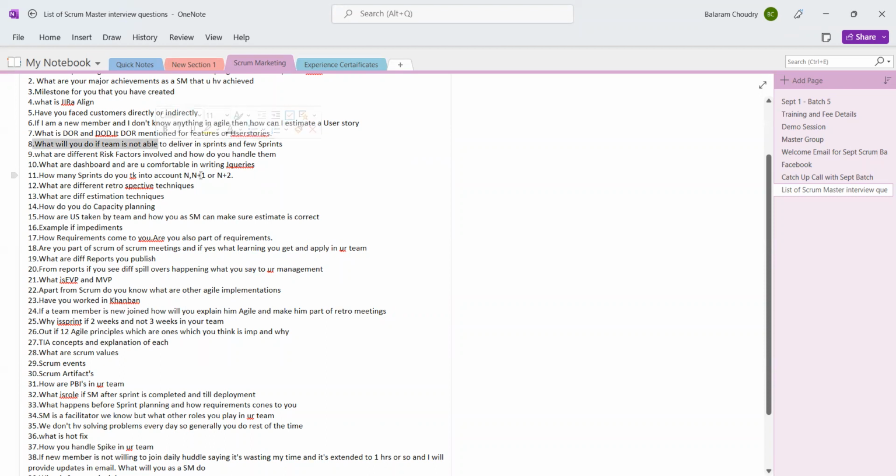What will you do if the team is not able to deliver in the sprint? Okay, this is done. What are the risk factors involved and how will you handle them? Okay, there are multiple risk factors. Let's say, for example, a critical delivery is planned for an upcoming release, and the related item is planned in my current sprint. I have to make sure there is full preparedness for the team.